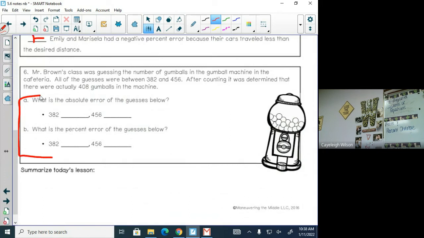Wait, Miss Wilson, I have a question. It says all of the guesses were between 342 and 456. The actual amount is 408 gumballs. So what is the absolute error? And then what is the percent error? The first part just wants you to subtract to find what the difference is. When they're asking you for absolute error, that means what is the difference? And then the other part actually wants you to find the percent.